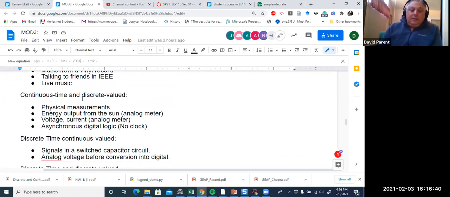Now, what about continuous time and discrete value? Once I take a measurement and write it down, if I say that's 10.37621 volts, or let's just say that's 10 volts, but I write it down like it was 10 volts today at 1 o'clock, that measurement happened at one specific point in time.